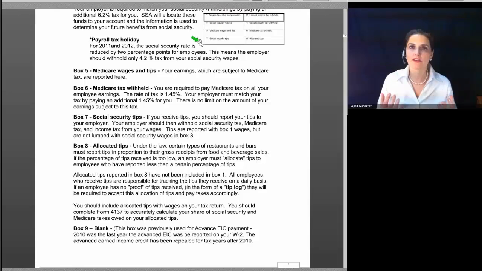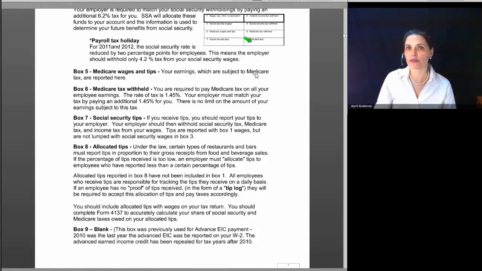Now, if you work in a restaurant and you are not reporting at least a minimum amount in tips, it's possible that your employer will allocate tips to you, and we're going to spend some time talking today about what happens when tips are allocated and why they're allocated.